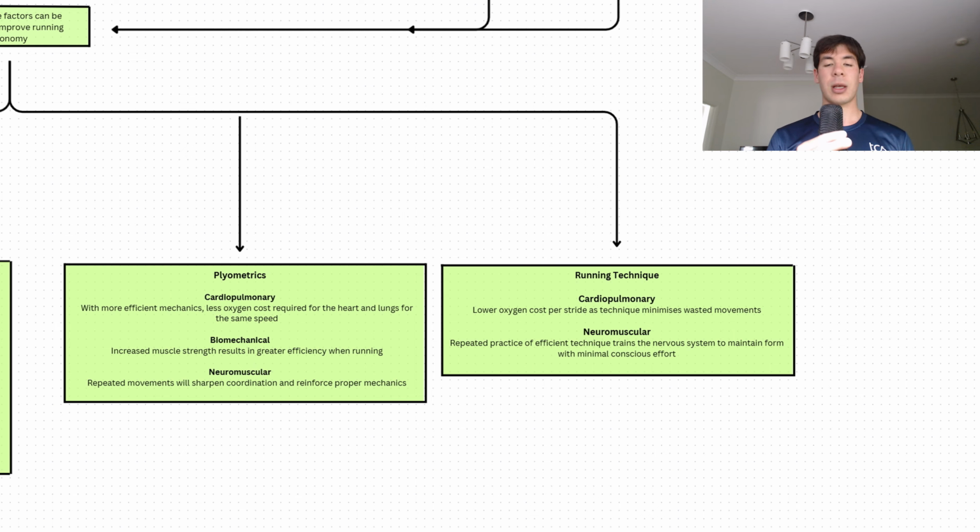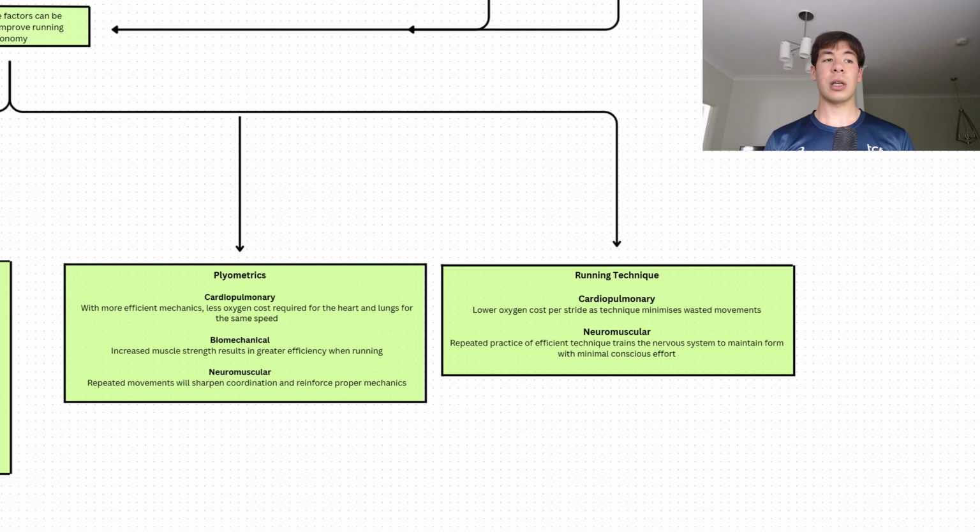When you're landing, make sure we're not overstriding, so you don't want to be landing in front of your hip. Because what's going to happen is that you're going to be applying a braking force if you're landing in front of your hip. And in order to overcome that braking force, you need to exert more force, which is completely unnecessary if you were to just land right underneath your hip, which is also going to create a shorter ground contact time. So obviously with cardiopulmonary, you're going to have a lower oxygen cost per stride, as you're going to have efficient technique with minimal wasted movements.